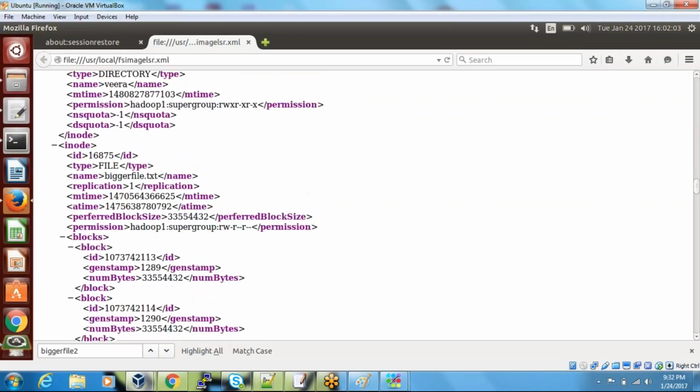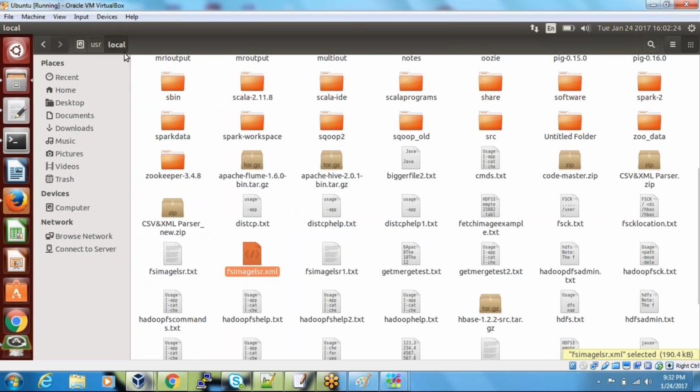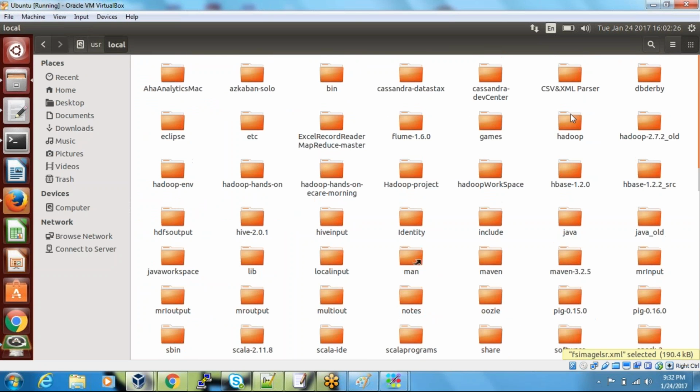You are able to see here, right? So we have a bigger file. The bigger file is under /Vira/biggerfile.txt. It means your metadata information contains your namespace information as well: where this file is. This file will be there in your name node. So do you want to see where the file will be? The file will be there in the name node.